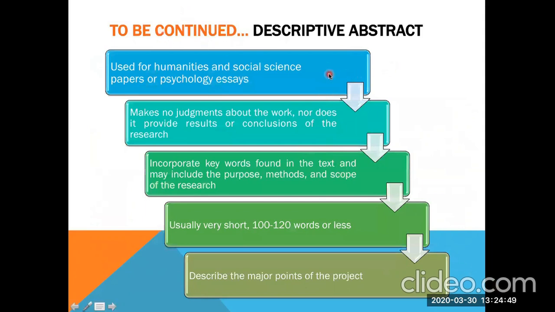Let's start with the descriptive abstract. A descriptive abstract is used for humanities and social science papers or psychology essays. It makes no judgments about the work, and it does not provide results or conclusions of the entire research. It incorporates keywords found in the text and may include purpose, methods, and scope of the research work. It is usually very short, between 100 and 120 words or less, and it mostly describes the major points of the project. So as its name indicates, it's descriptive in nature. Some people call it an outline of the work rather than a summary.